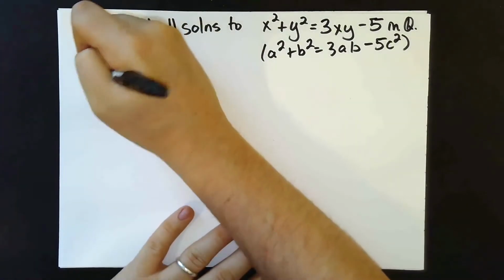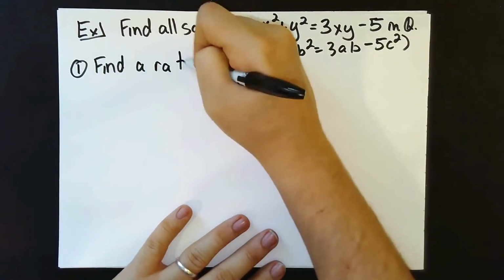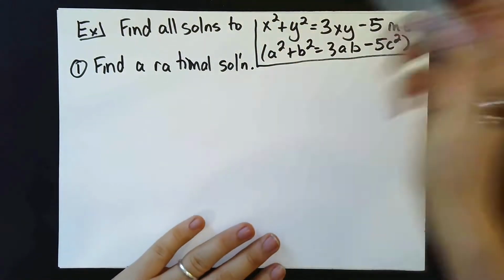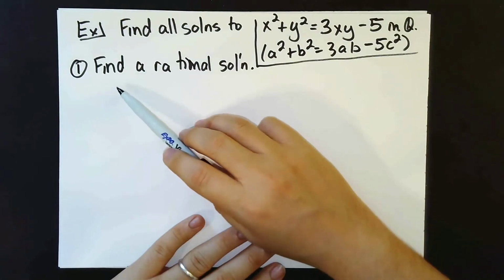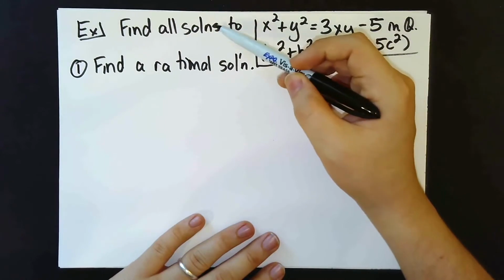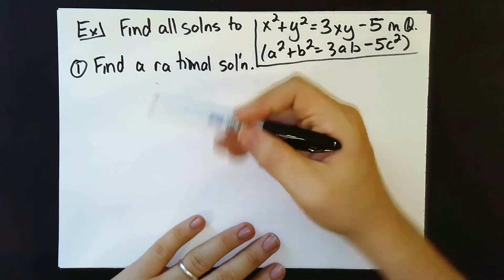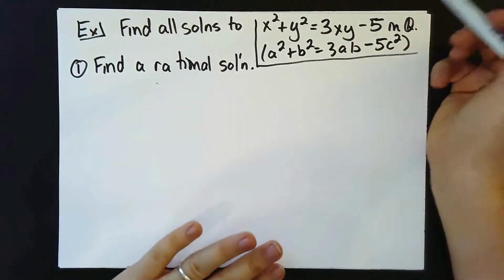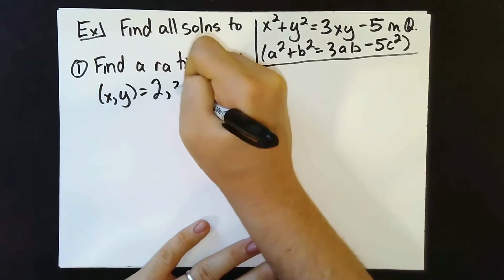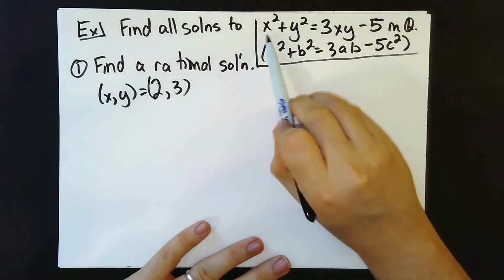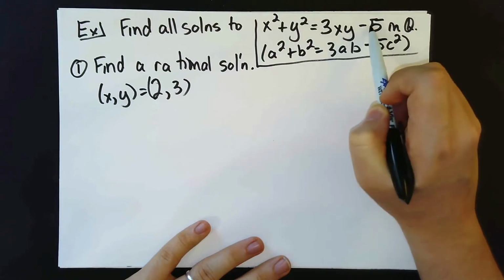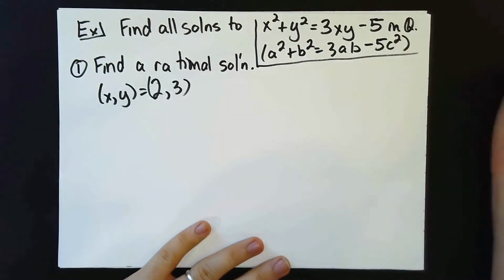So the first thing you have to do is find a solution. Now, note you're not guaranteed that there is a solution at all, but if you're going to find all the solutions, and there is at least one solution, well, you're going to have to find one to start this process that I'm going to describe. In this case, one solution you can find is (x, y) equals (2, 3). 2 squared plus 3 squared is 13. 3 times 2 times 3 is 18, minus 5 is also 13. So this is a solution.